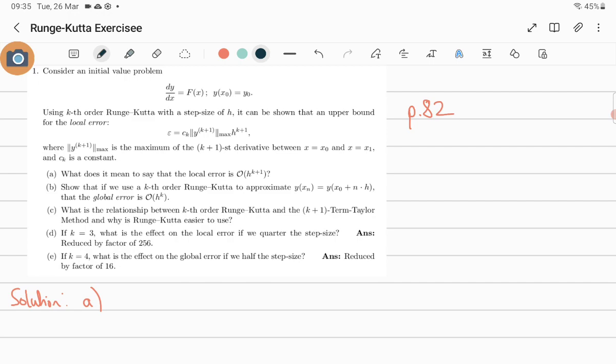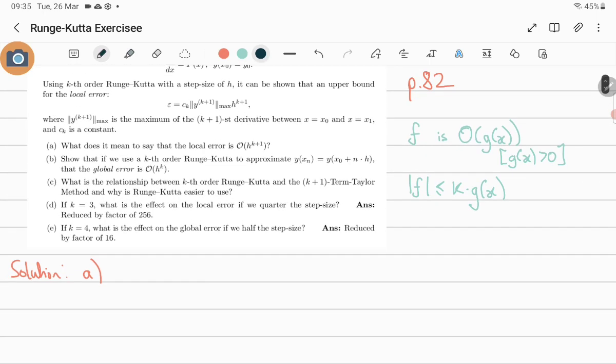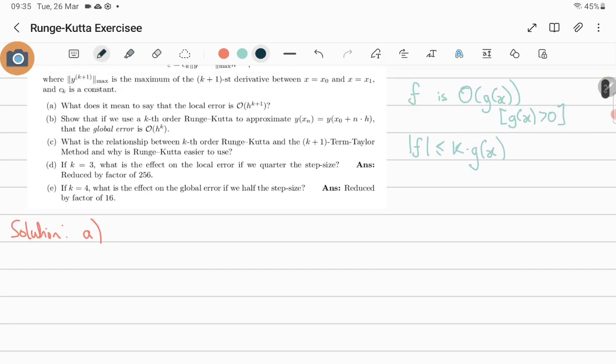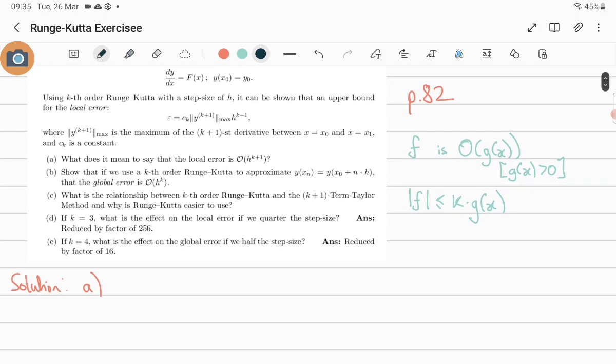We'll write down a little note: to say that f is order some function g of x means that the absolute value of f is less than or equal to a constant times g of x. This does assume that g of x is positive. So the absolute value is less than a constant times it. That's our definition.